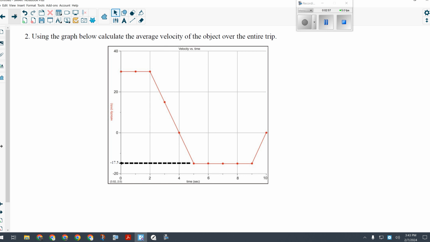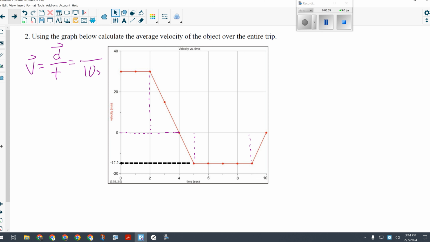All right, for question number 2, we got a velocity versus time graph here, and we are looking for average velocity. The thing we need to remember about average velocity is that it is total displacement divided by total time. We have the total time already. The total time for this trip is 10 seconds according to the graph. If I want to get the total displacement from this graph, that's where all the shapes come in. So I'm going to have that rectangle, this triangle, and this triangle, this rectangle, and this triangle, all of which I need to get the area of.